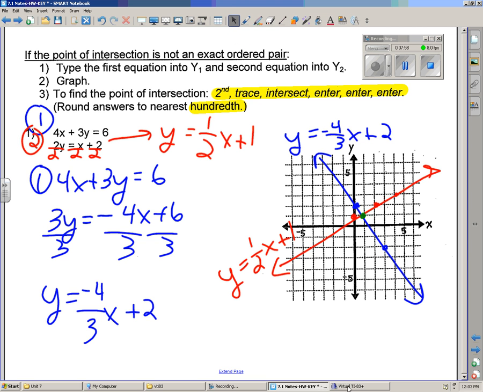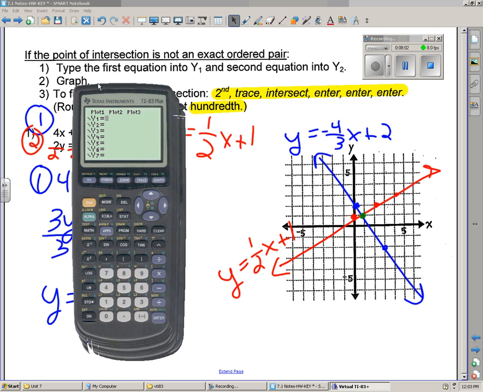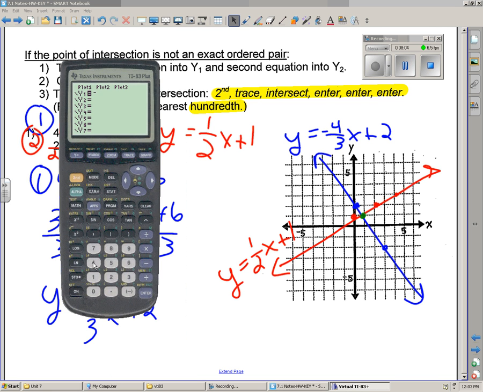So let's get back to the calculator. The first equation we know in y equals, we're going to type negative 4/3 x, negative 4 divided by 3, x plus 2. And then we're going to go into y2 and we're going to type in negative 1 half, negative 1 divided by 2x plus 1. These two lines are going to be graphed. That's the blue line, looks pretty good. That's the red line. Doesn't look so good there.